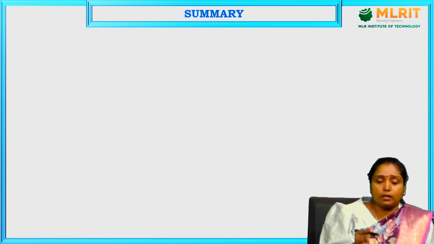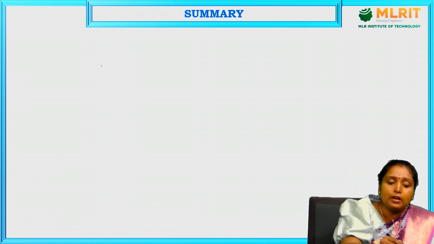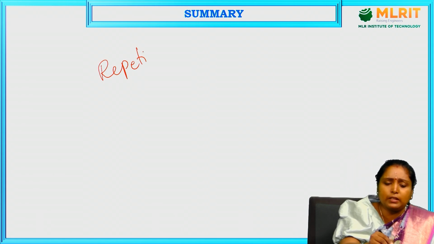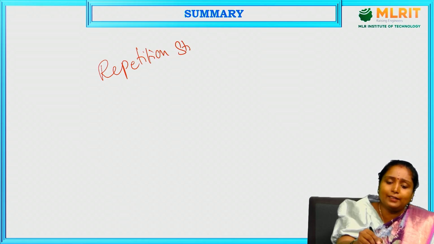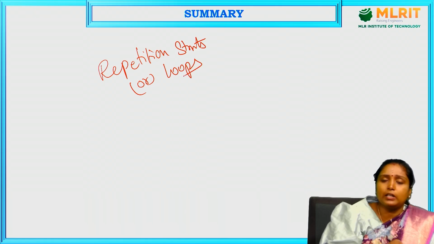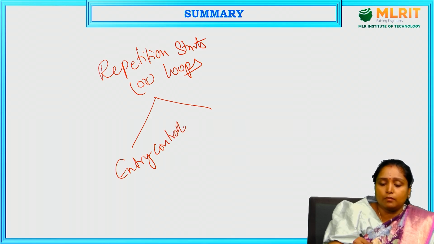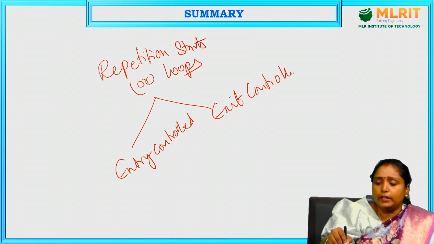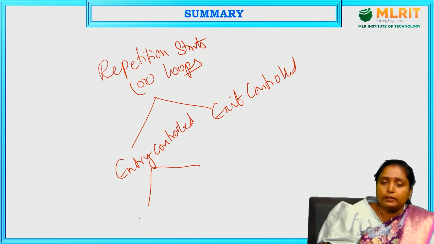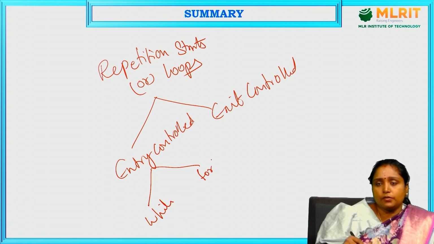So in today's session, what you have learned first is the repetition statement. What is meant by repetition statements? Repeating the same statements a number of times is known as repetition statements. We also call them loops. So two types of loops are there. One is entry control loops. One is exit control loops. When it comes to entry control loops, again that was divided into two. One is the while loop, then the second one is the for loop. The exit control loop is do while.